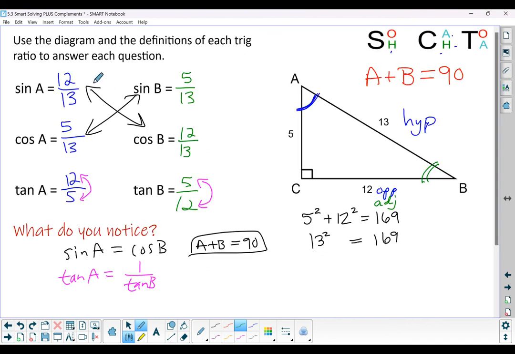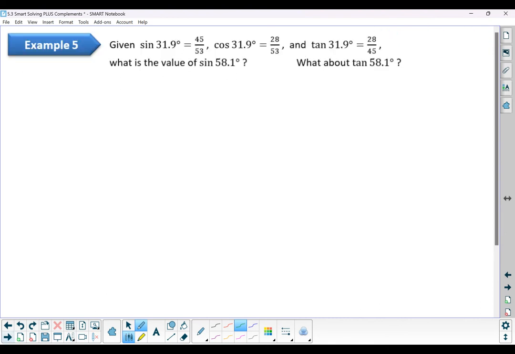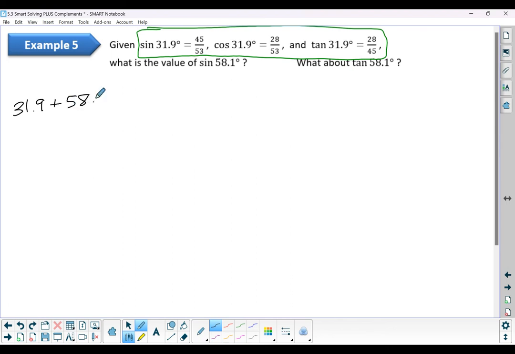And this idea that the sine of A is equal to the cosine of B is true for complements. So here I have some information about the sine of 31.9 degrees, and I want to know what's the value of the sine of 58.1 degrees and the tangent of 58.1 degrees. Well, 31.9 plus 58.1 is equal to 90. So these two angles are complementary. That means that the sine of 58.1 has to be the same as the cosine of 31.9. So this will be 28 over 53.